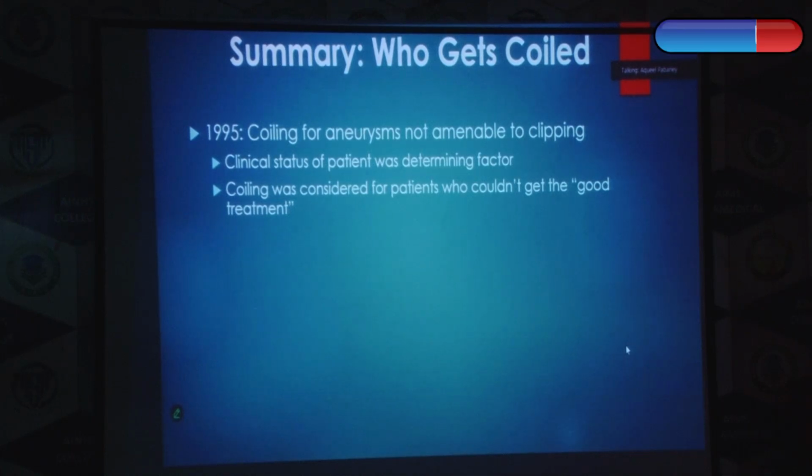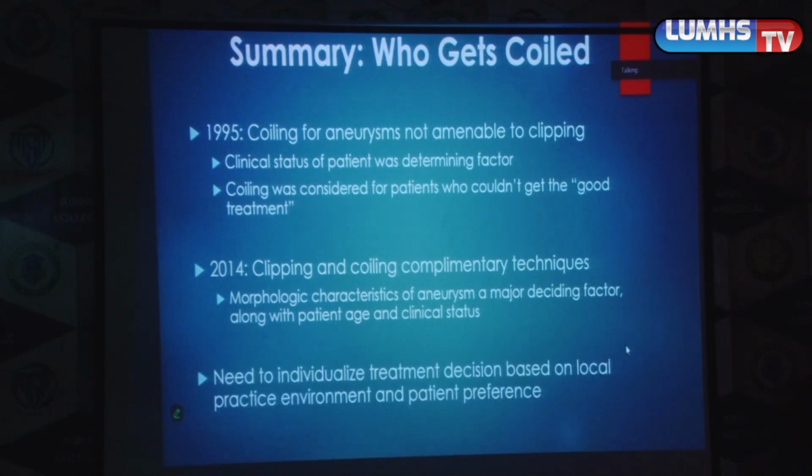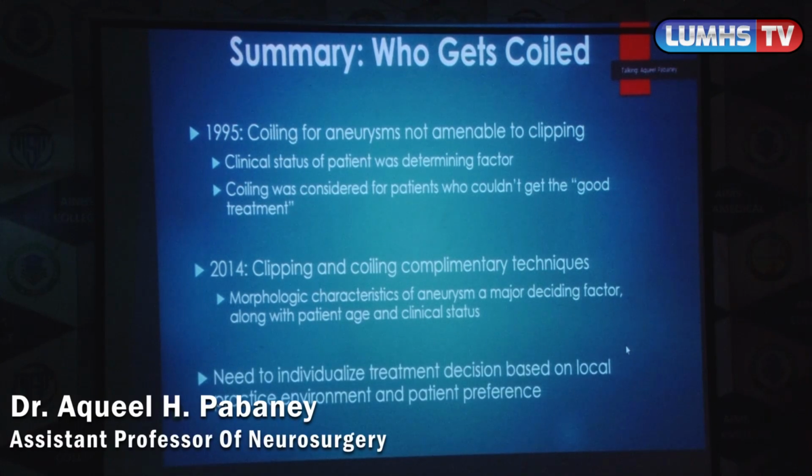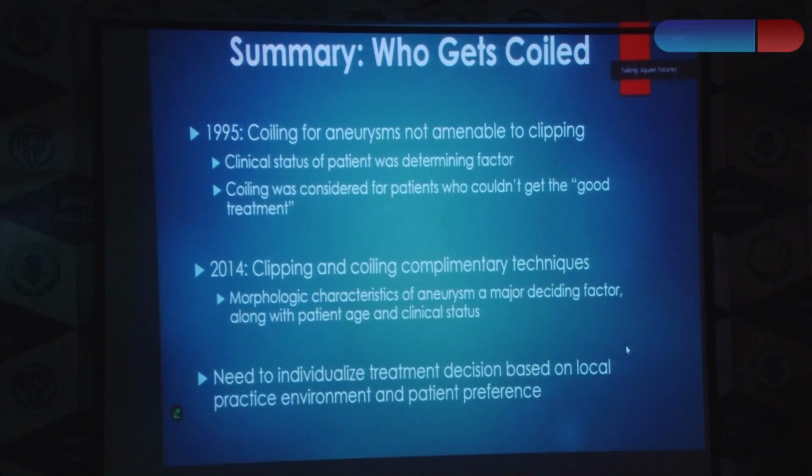So when coiling initially started back in 1995, coiling was only reserved for aneurysms that were not amenable to clipping. So coiling was considered for patients who could not get the technically good treatment or the gold standard treatment, which was clipping. However, over 20 years now, coiling and clipping are considered complementary techniques. And as I mentioned before, you have to look at the aneurysm specifics and the patient specifics to decide what's the best treatment. And therefore now we're in this era where you have to individualize the treatment decision based on patient and aneurysm characteristics, and as well as, more importantly, the expertise of the local physician treating.